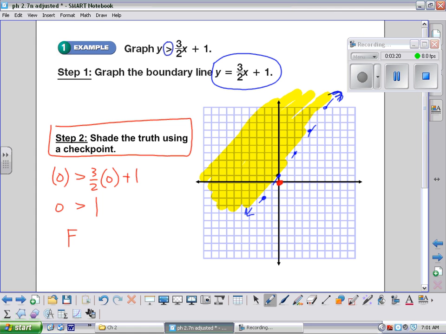That yellow indicates that all these points over on this side of the line are in my solution set. So if I pick a random point here, in green, I'm going to pick, I don't know, 0, 5. It should work in my inequality. So 5, is 5 greater than 1? Yes, true. So that's an appropriate shading. Okay? All right. Questions or concerns? That's your basic process right there.